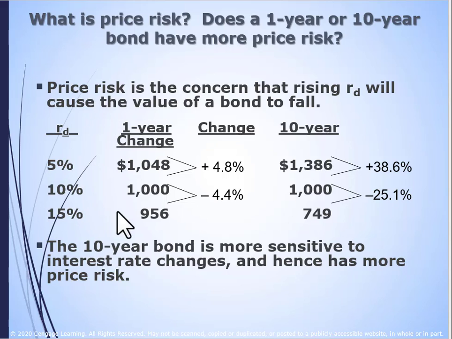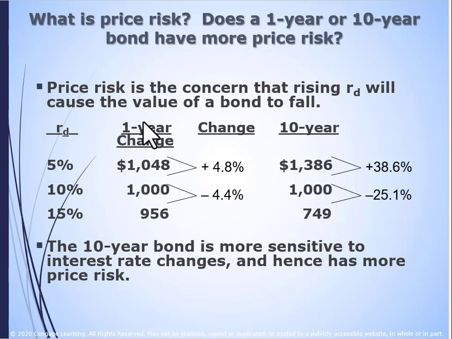So in this example here, we can see if we have a 5% required return, in 1 year the bond was worth $1,048. If it increases to 10%, then the bond goes from 1,048 to 1,000. Of course, the sign is then negative. It would actually go down 4.8%. If it goes up to 15%, the value falls even further to 956, which would mean an even larger decline.